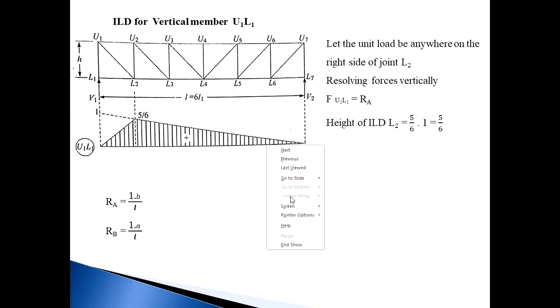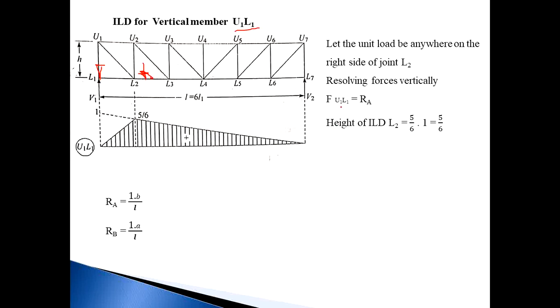Next, ILD for vertical member U1 L1. Basically, first let the unit load be anywhere on the right side of L2. Right side of L2 means, suppose this is the unit load on the right side of L2. So resolving forces, first Ra is equal to U1 L1. Now this Ra is going in the upward direction, so your balancing force should be in the downward direction, and towards origin, meaning the nature of the force is compression.